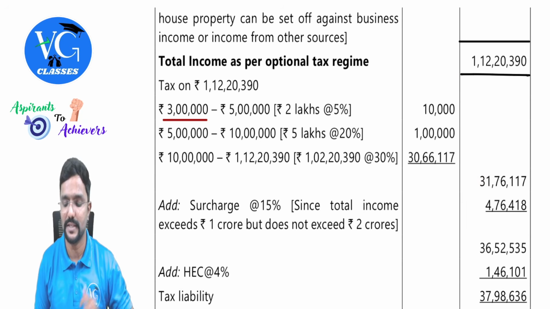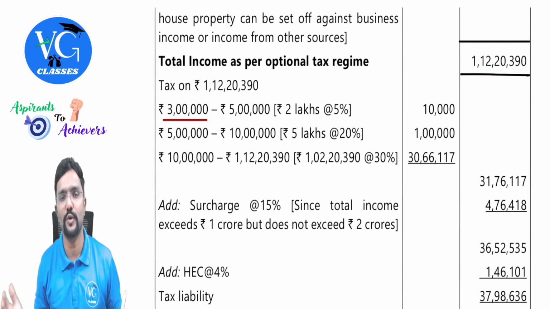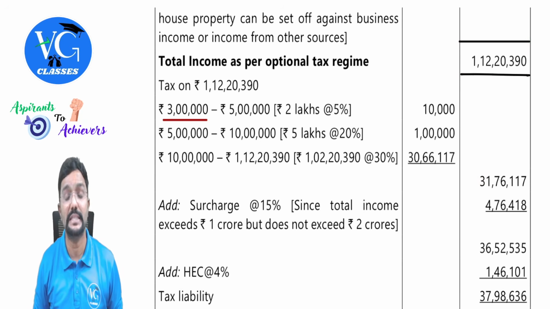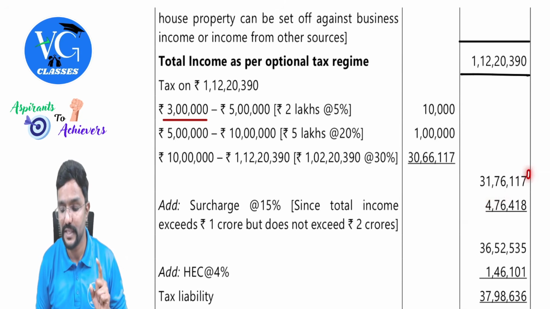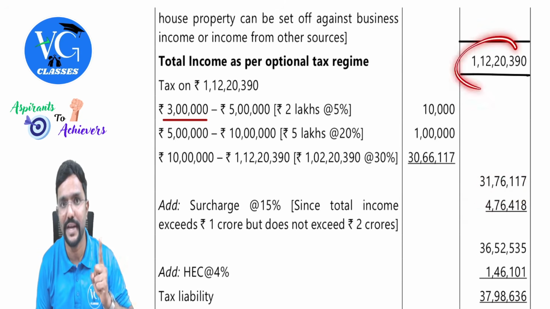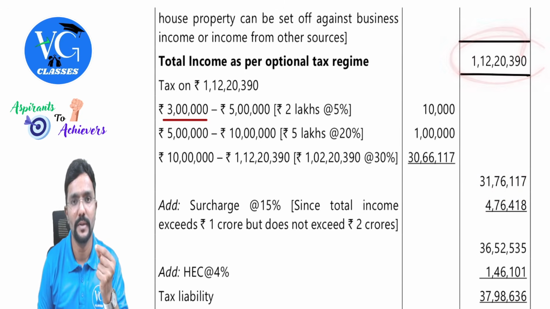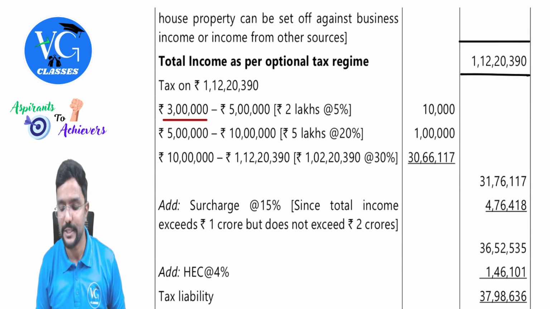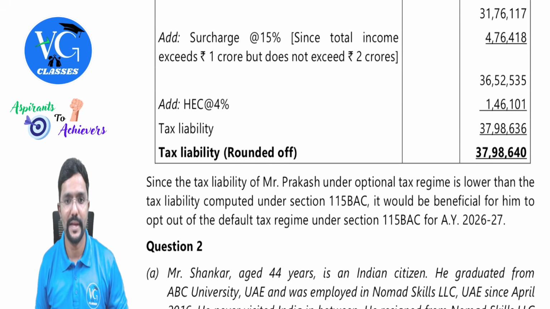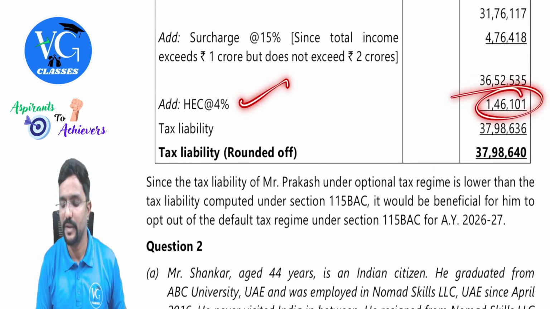Should we add surcharge? Yes. As the total income is more than 1 crore but up to 2 crore, surcharge would be at 15% under optional tax regime. Same rate. Yes, sir. Take it. And 15% is on gross tax. Please be careful. Don't take it on income figure, guys. Applicability of surcharge depends on the total income. But the rate of surcharge has to be applied on gross tax. Yes, sir. Then health and education cess will be at 4%.